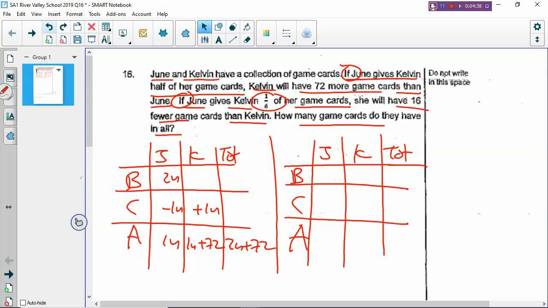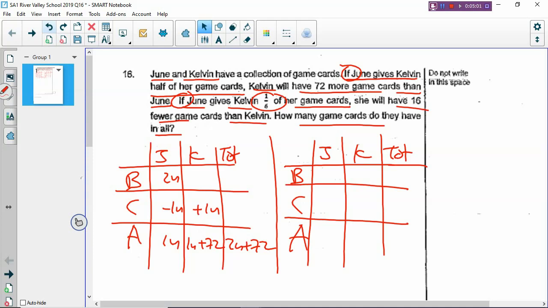And of course, how about Kevin? Do we know how many Kevin has at first? We are not sure. So what do we do? We are not sure, right? So we don't put anything inside. We don't put anything in the box. Got it? Anything you're not sure about, you don't put in the box. And then go to the next one.